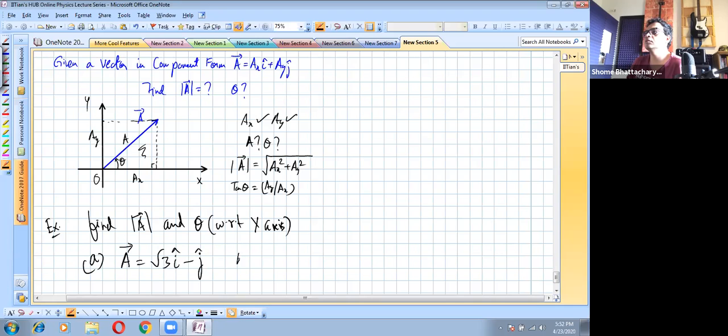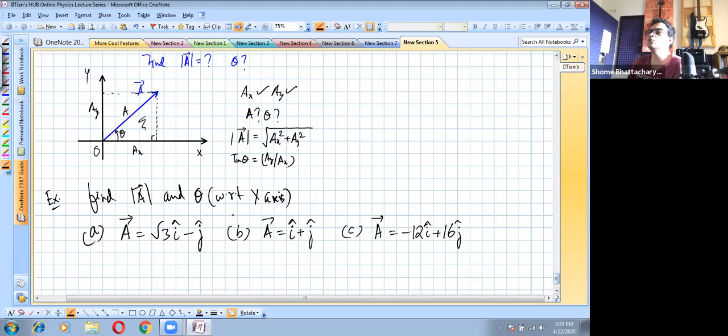and part B is I cap plus J cap, and part C is, let's say, minus 12 I cap plus 16 J cap. In each of these cases, I want you to find out the magnitude of the vector and the proper angle, like we have defined: the standard angle with respect to the x-axis in the anti-clockwise sense. So in that proper notation, I want you to find out the angle with respect to the x-axis.